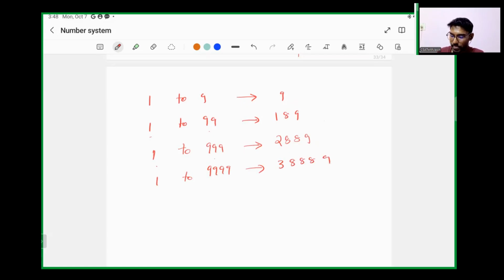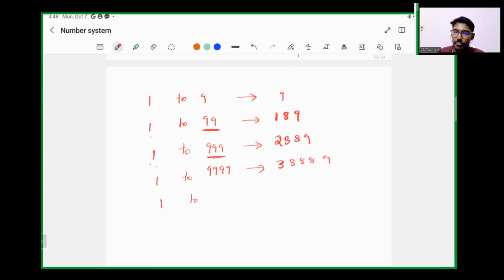So what is the pattern here? 1 to 99 means there are 2 nines. 1 to 999 means there are 3 nines. Here there are 4 nines. If you have 2 nines, just subtract 1: 2 minus 1 is 1. Then put that many 8s: one 8. Then you write 9. And here you have 3 nines, so subtract 1 from 3, you are getting 2. Then you write two 8s and one 9. If you have 4 nines, just put 3 first, put three 8s and then one 9. So this is the way it is going.